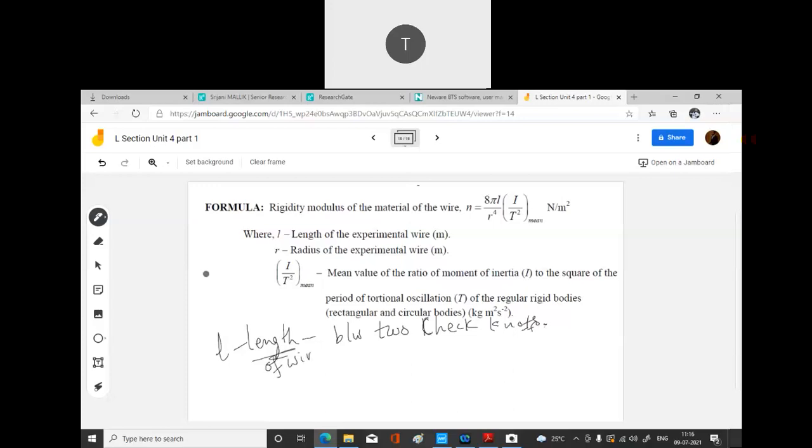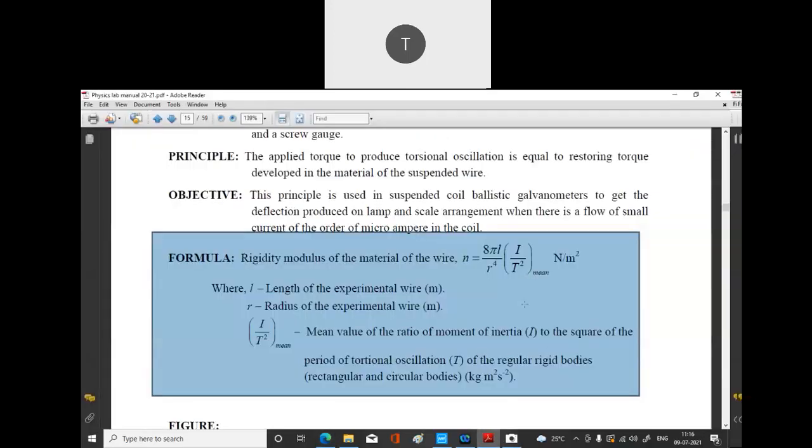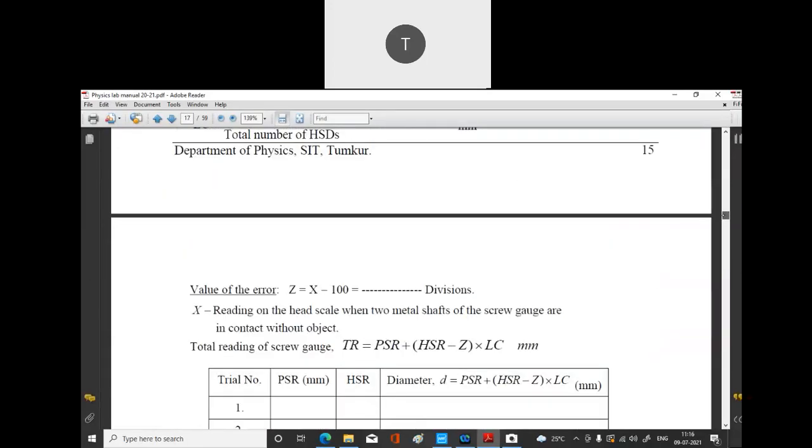So you have to take the length of the wire, and the moment of inertia, and r is the radius of the wire. Again you are going to use your screw gauge to find the radius of the wire, and for the length you are going to use your normal scale. Then you have the moment of inertia I and t square. For that we will do the actual experiment. So in your case you have to find I and t, that would be your experiment.